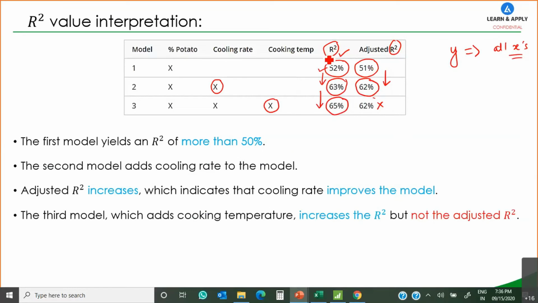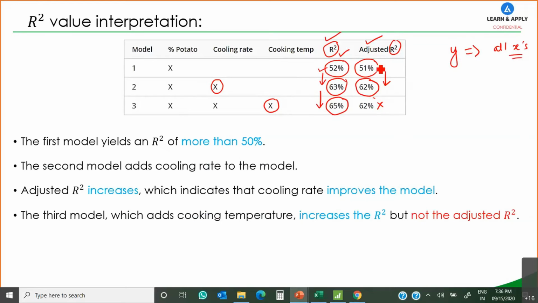So what is meant by R square? R square indicates that if you add any term to your regression model, your R square value is going to increase. So it just means how much of the variation in your Y is explained by the X, right? But adjusted R square indicates how many of the factors available in your model actually impact your response significantly, right? If the cooking temperature is not impacting your output, then after adding this term to this model, the adjusted R square is not increasing, right?